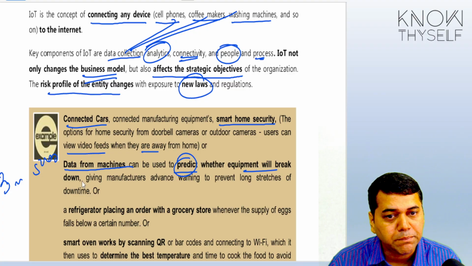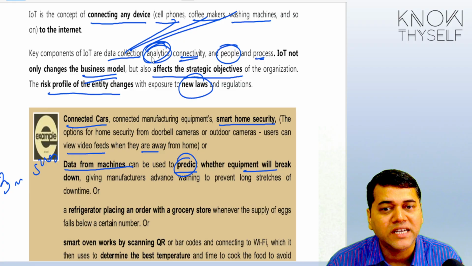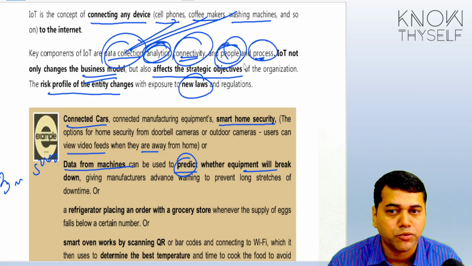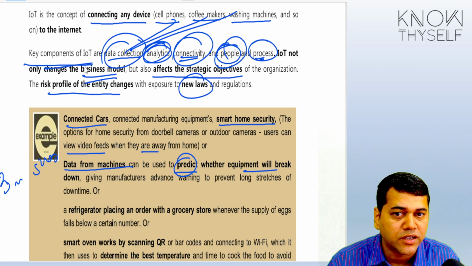So this is going to happen when you have this analytics, data collection, connectivity, people, and the process. These are all the key components of Internet of Things.